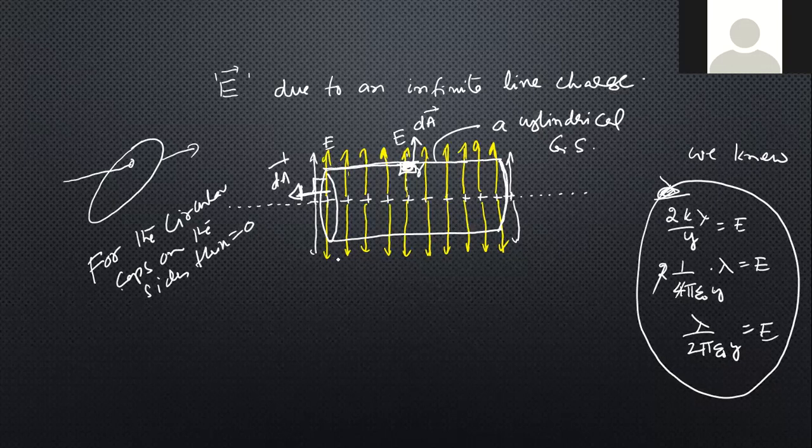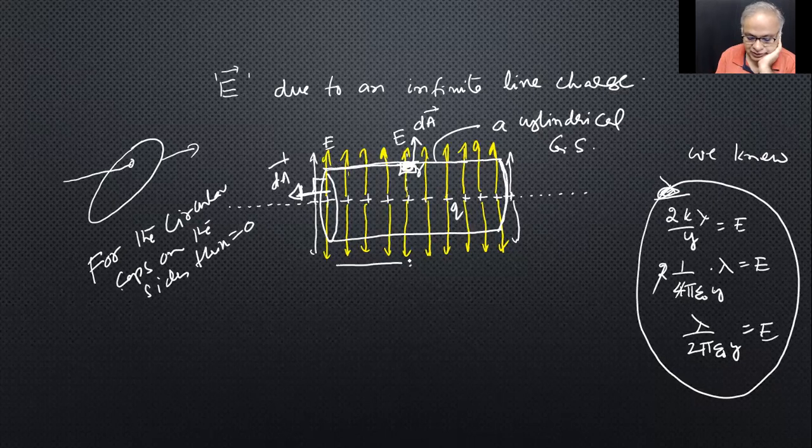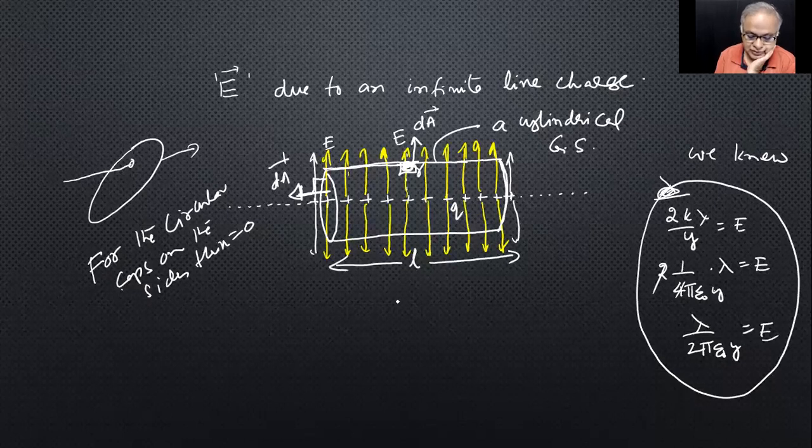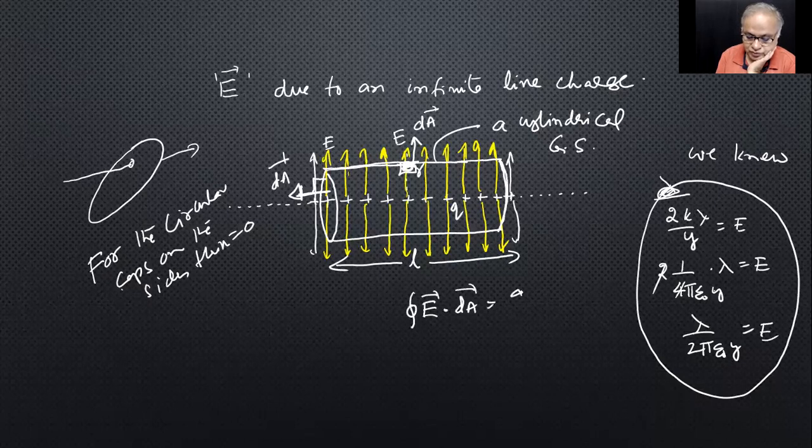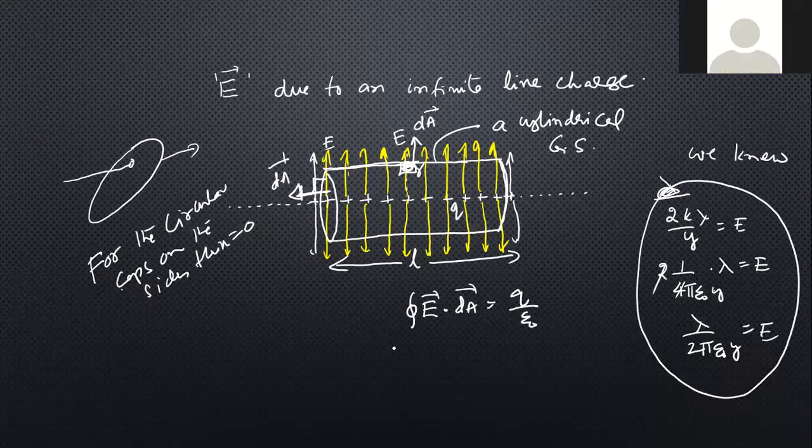Therefore, now infinite line charge. I can put a charge Q here, but that's not the total charge in the line charge. Only what is enclosed here I'm showing. Total charge is something else. Let me say this length of the cylinder is L. So Gauss law application: E dot dA equals Q, which is not the total Q of the line charge, by epsilon 0.